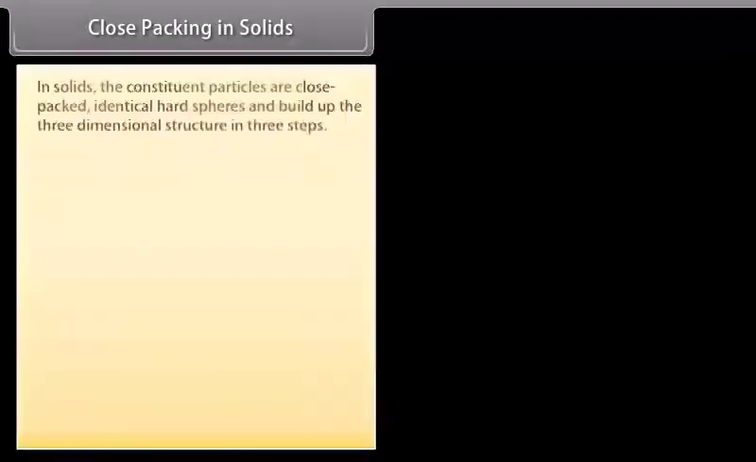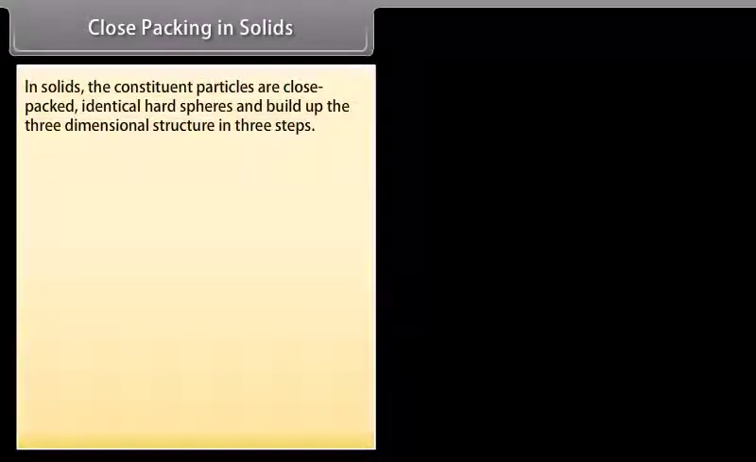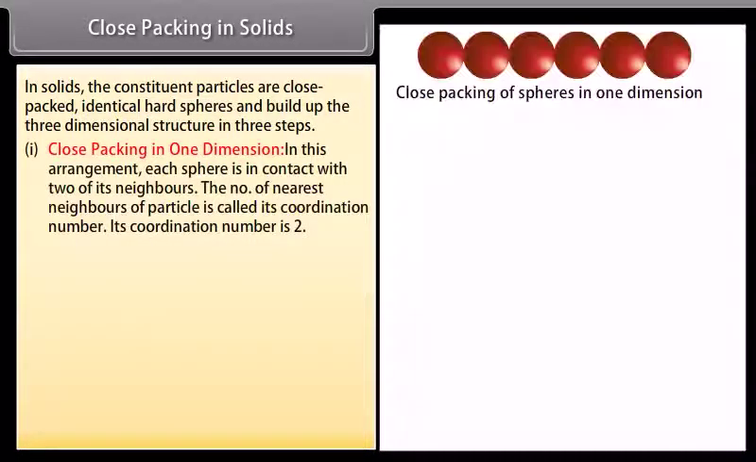Close packing in solids. In solids, the constituent particles are close-packed, identical hard spheres, and build up the 3-dimensional structure in 3 steps. 1. Close packing in 1 dimension. In this arrangement, each sphere is in contact with 2 of its neighbors. The number of nearest neighbors of a particle is called its coordination number. Its coordination number is 2.